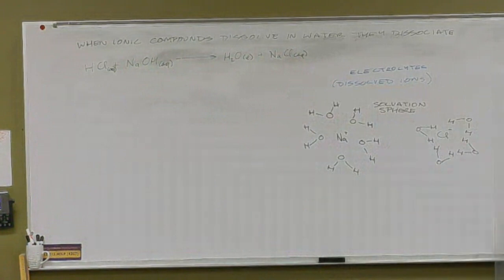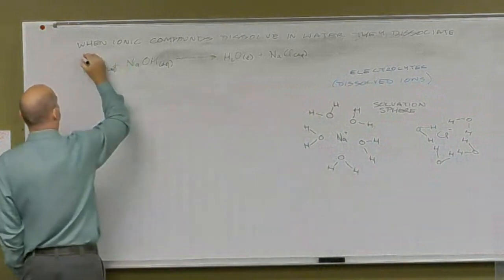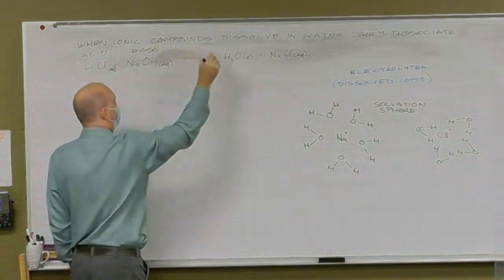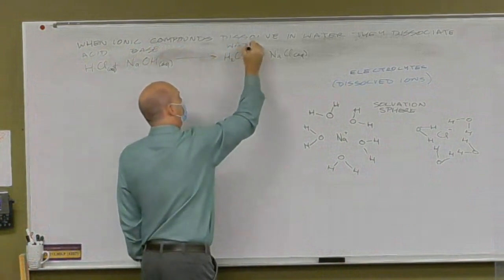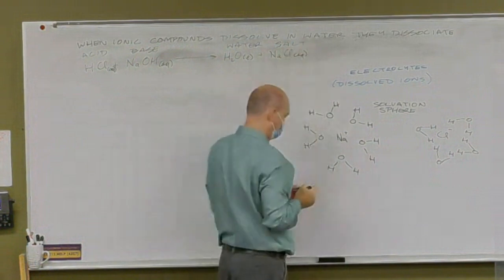Remember this from a week ago? Acid plus base makes water plus salt. Here's my acid, that's hydrochloric acid. There's the base, that's called sodium hydroxide, and it makes water. And in this case, the salt is sodium chloride.